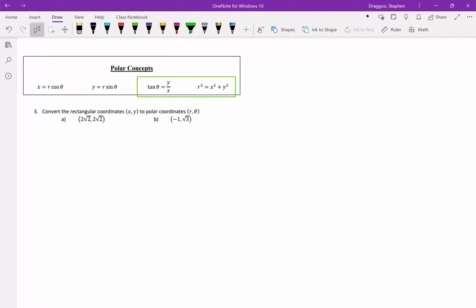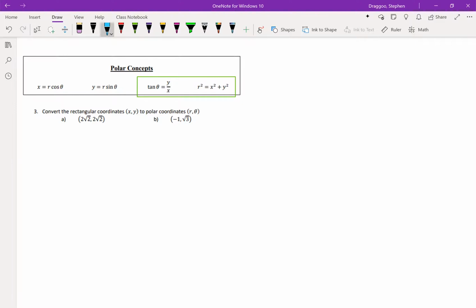And they're equations that we already know. Tangent theta equals y over x is the same as tangent is equal to opposite over adjacent. We've been doing that since unit 3 or worksheet 3. And that other equation, r squared equals x squared plus y squared, that's simply the Pythagorean theorem with some different labels on it. Instead of a, b, and c, we have x, y, and r. So we'll just use those equations to convert rectangular coordinates into polar coordinates.